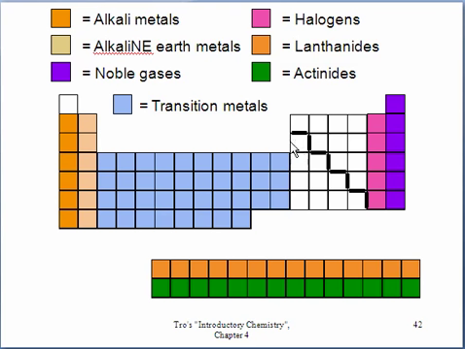Now we were talking about anions. Anions have negative charge, and they're going to be over here. Noble gases will not form anions. They're very stable and don't want any extra electrons.